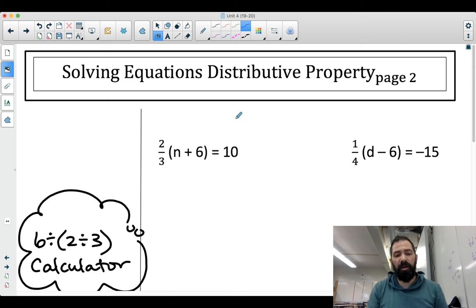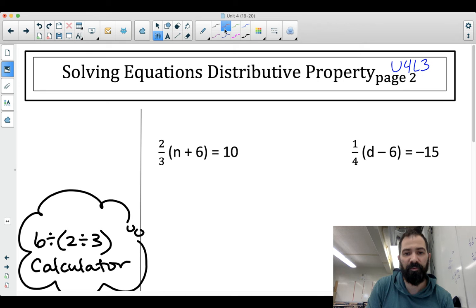All right, welcome back. We are doing part two, page two of solving equations with the distributive property. This is unit 4, lesson 3. We now see some fractions in here, and we're going to skip that distributive property right away. And we're going to just see, can I divide 10 by 2/3 and get out a whole number?